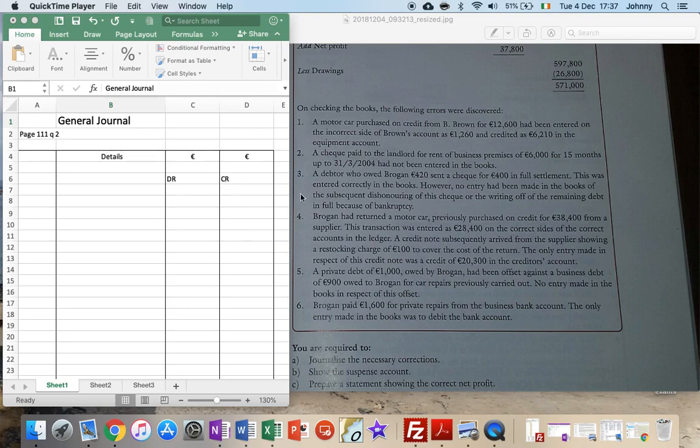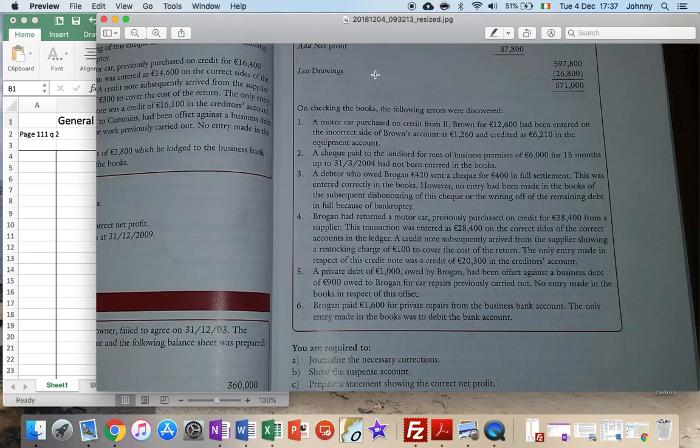Okay, this is Suspense question 2 that I was asked to do in class. Here's a question from the book. I've checked that this guy here is a garage owner, and these are some of the entries we need to deal with. So I'm going to do this in 2 parts. The first part I'm going to look at journalizing the necessary corrections and showing suspense account.